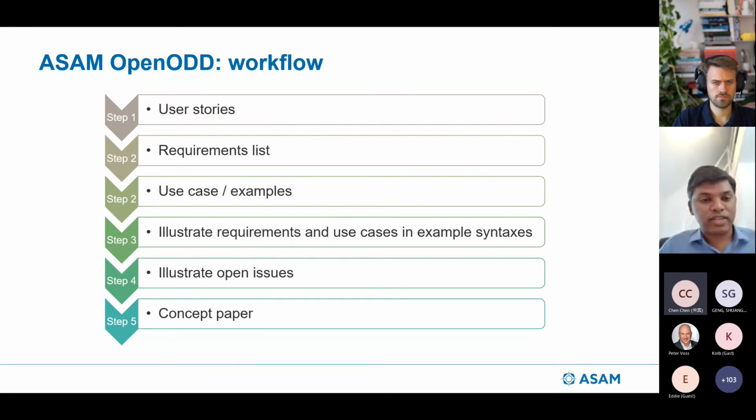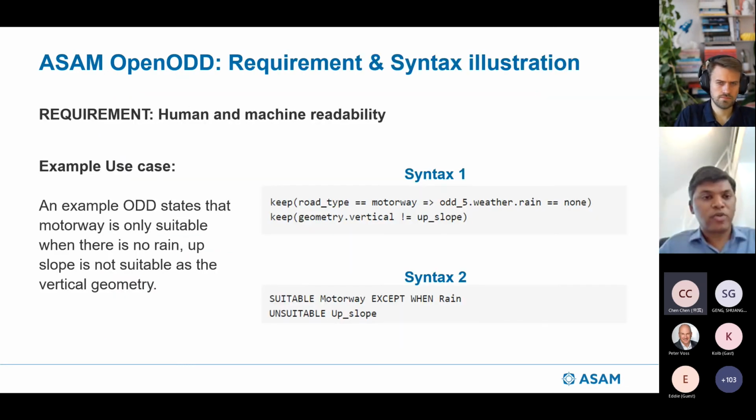And at the end of the day, we did not capture everything. So we still had a few open issues, which we've highlighted in the concept paper. And today we are here with the concept paper itself. So what does that mean in terms of what you will see in the concept paper? Let's look at one of the requirements we had. We had a requirement that the language needs to be human readable as well as machine readable.